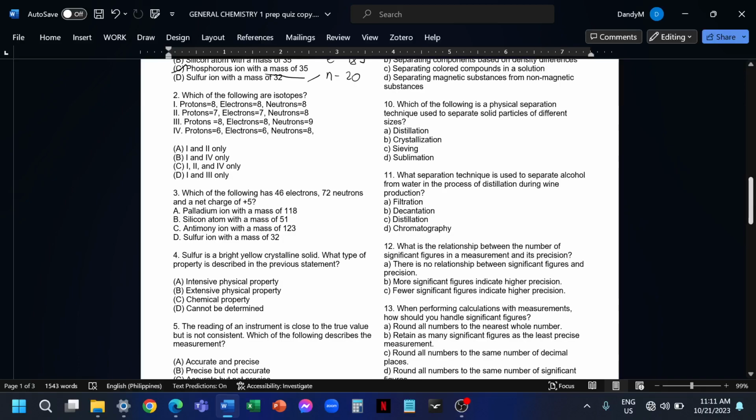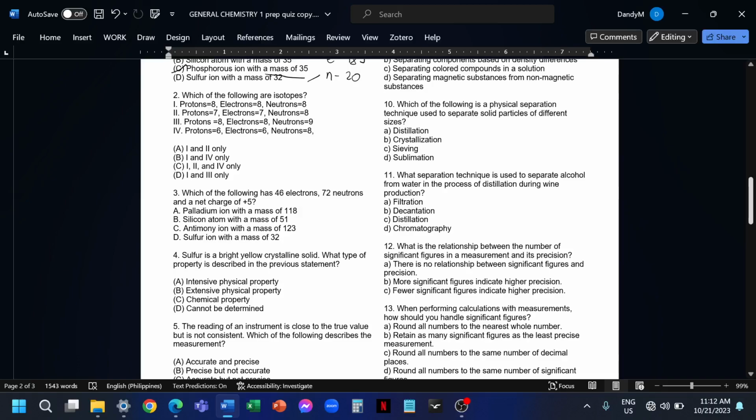Number 2, which of the following are isotopes? Again, by definition, isotopes are the same element, meaning they have the same number of protons, but they have different mass numbers. They have different mass numbers because they have different numbers of neutrons. So which of the following here has the same number of protons and different number of neutrons?